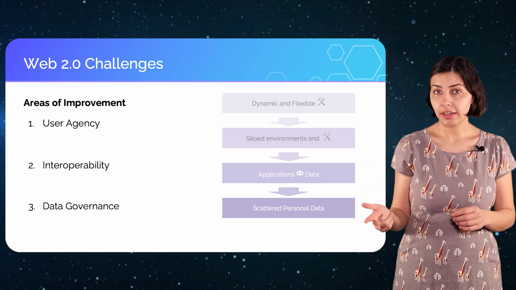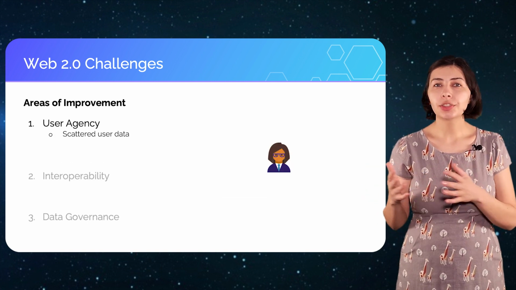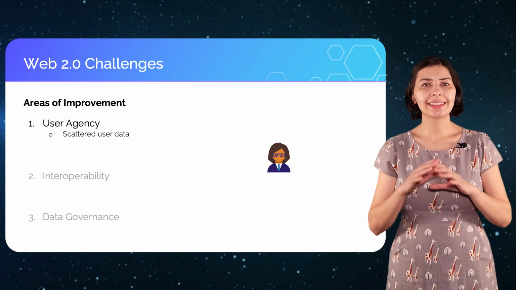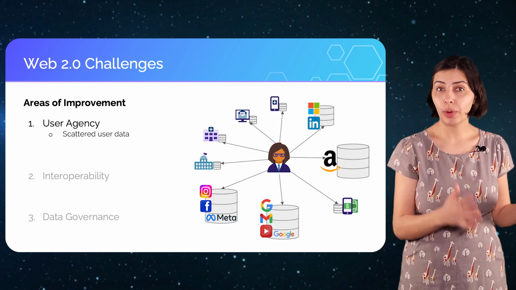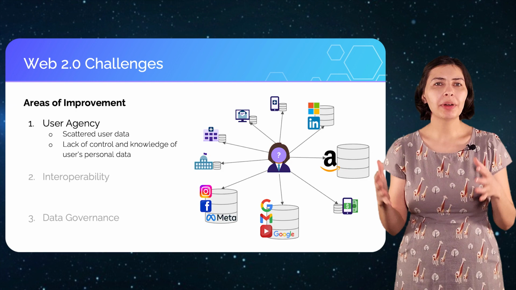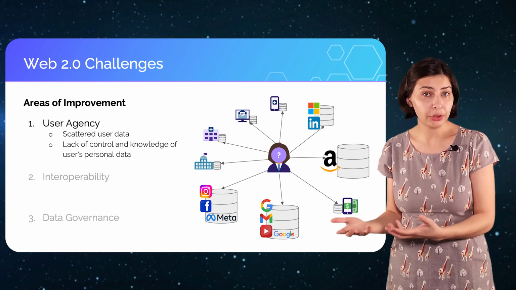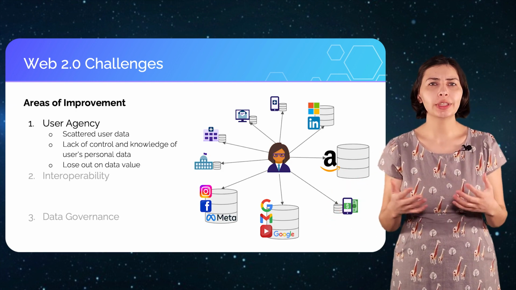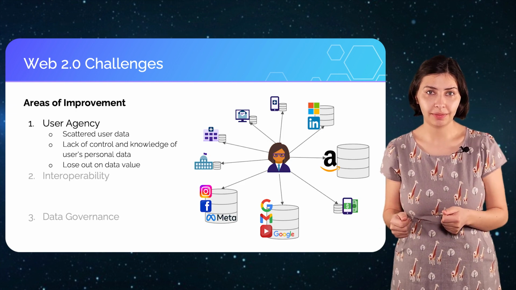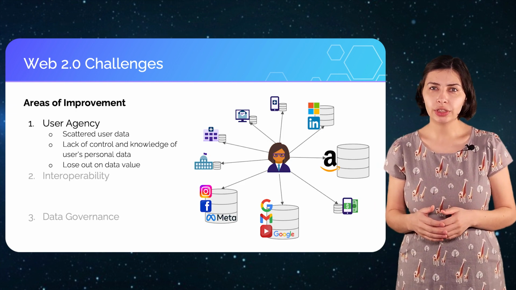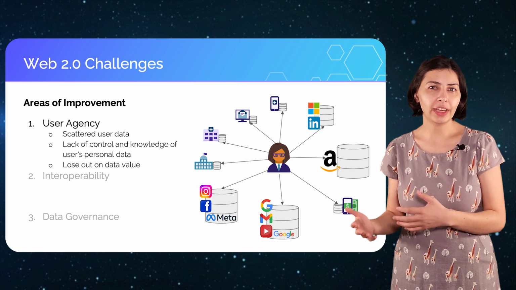interoperability, and data governance. In the case of user agency, user data is scattered across applications and web services, and as a result, people lack control and knowledge of their personal data, and generally lose out on the value that's embedded in it. This lack of user agency on the web is what the next phase of the web solves.